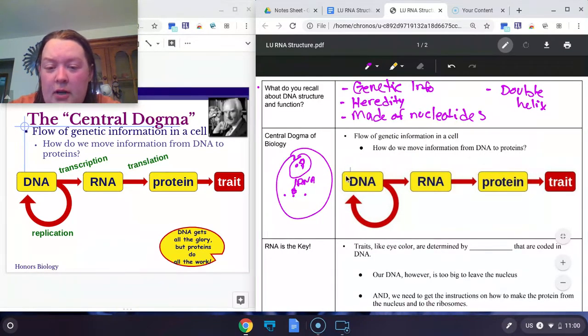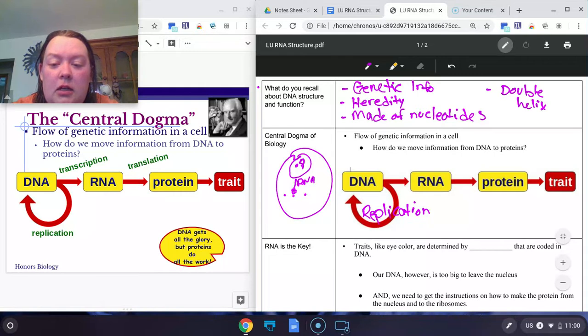So that leads to this process here. DNA, we already talked about DNA. DNA can make copies of itself, and that's called DNA replication. However, when it comes to making proteins within our bodies or within a cell, DNA can't leave the nucleus like we talked about, so that involves making a molecule of RNA.